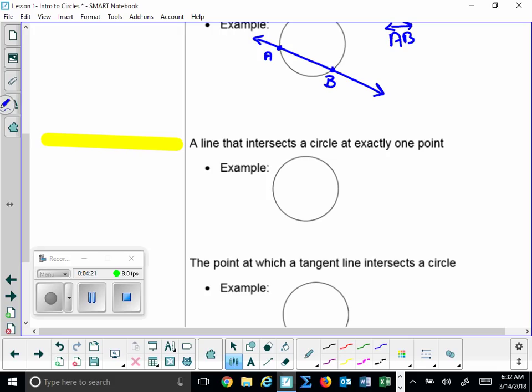If we intersect a circle at exactly 1 point, for example, 1 point, this is called a tangent. We've seen the word tangent before in the right triangles unit, so this is an example of the word tangent being used multiple ways, similar to how we use the word range multiple ways in mathematics. And this, of course, would be line AB.